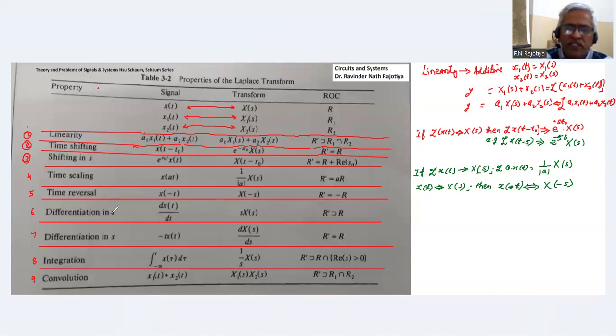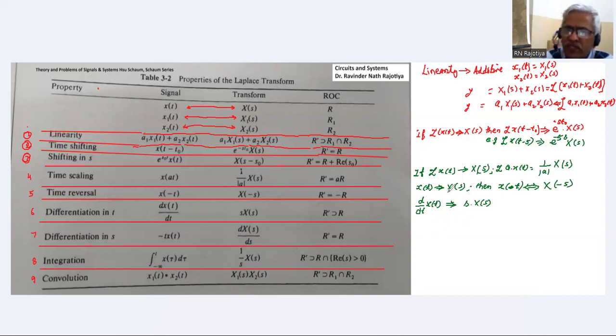Then differentiation in the time domain. If the signal is given as x of t, and we know the Laplace is equal to x of s, then if you differentiate x of t, that is d by dt of x of t, its Laplace will be s times x of s, and its ROC contains R.